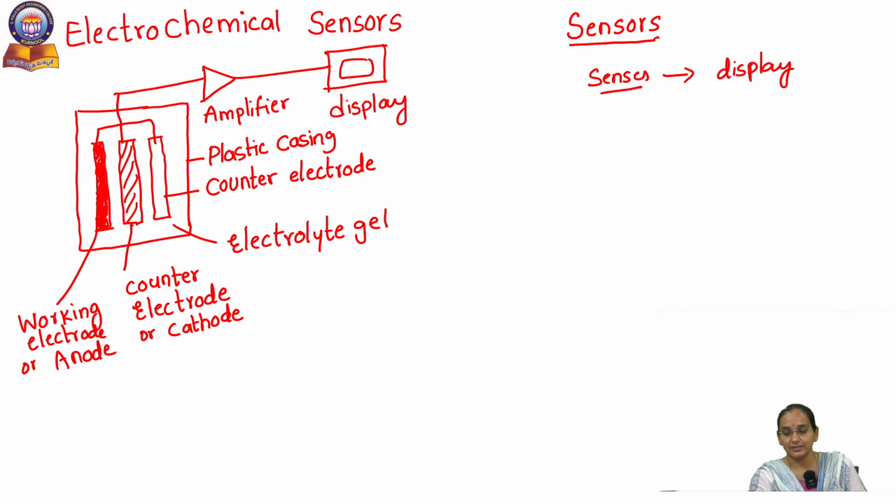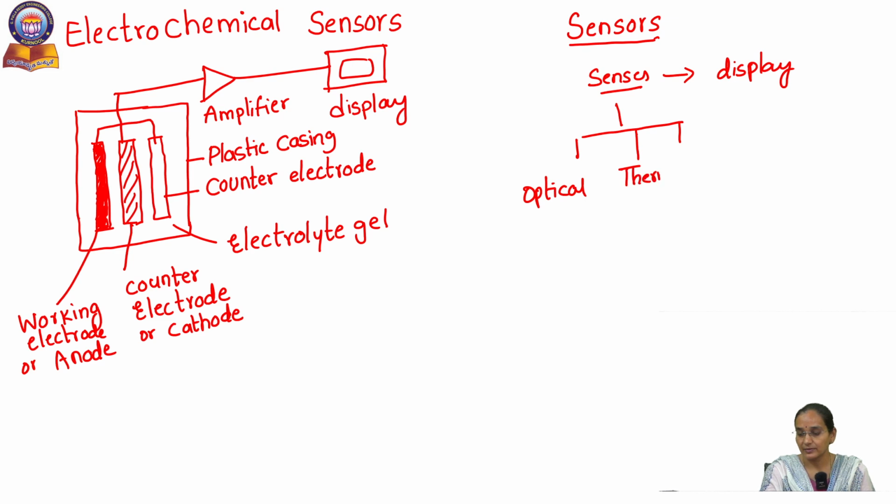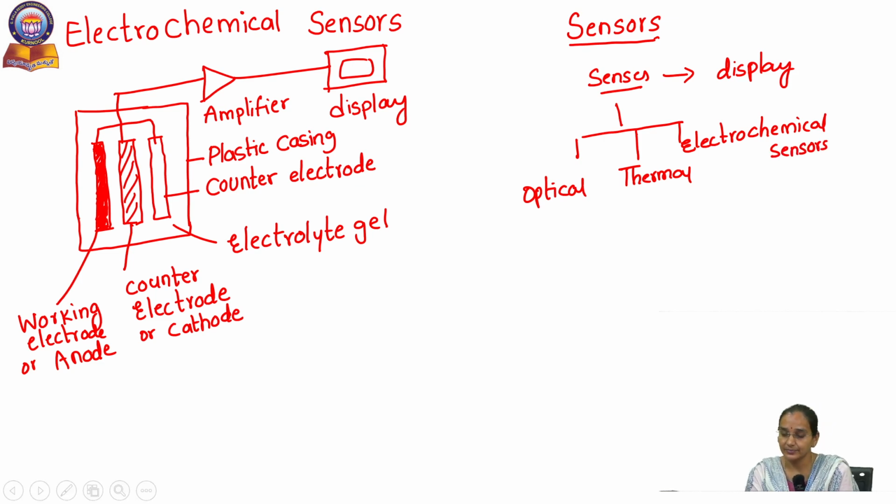It's called a sensor. The sensors are of three types: optical sensors, thermal sensors, and electrochemical sensors. These are the major sensors. Out of all the sensors, we mostly use electrochemical sensors when compared with optical sensors and thermal sensors.